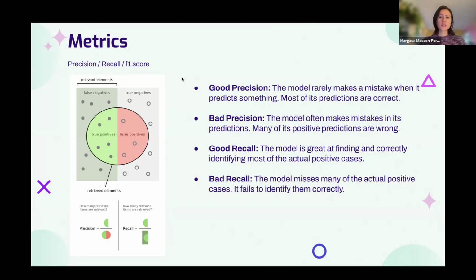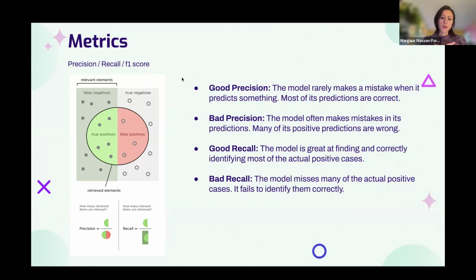Basically, a good precision means that the model rarely makes a mistake when it predicts something. So most of its predictions are correct, which is great. That's what we want to know. But a bad precision means that the model is often making mistakes, and so a lot of the positive predictions are wrong. So in that case, it's going to be over predicting things. And that's not very good because if it's predicting, for example, a lot of defects on a board, or lumber board, which is an example I showed last week, then we're going to think that the piece of wood is really bad when it's maybe not.